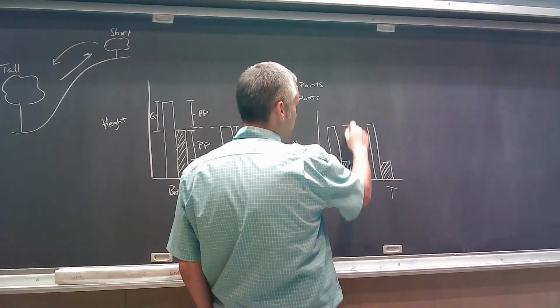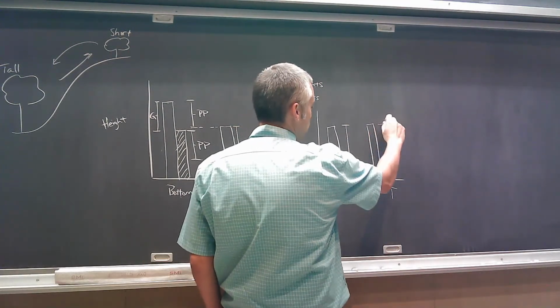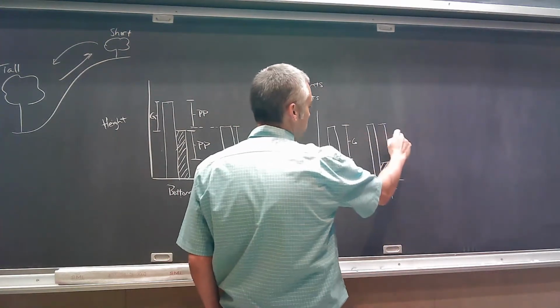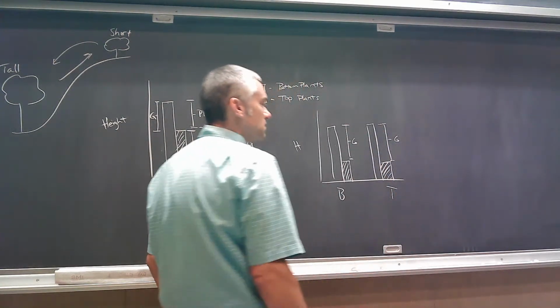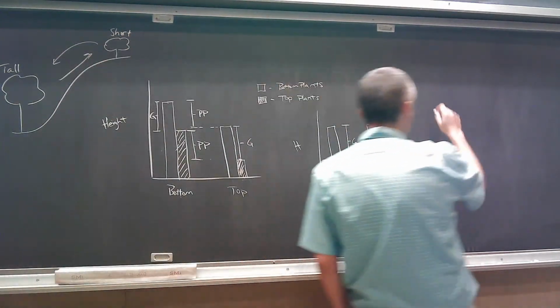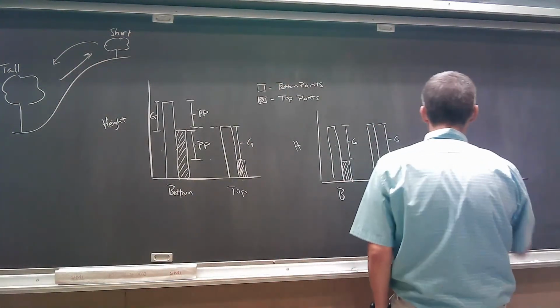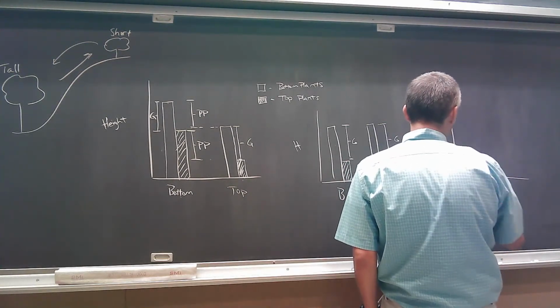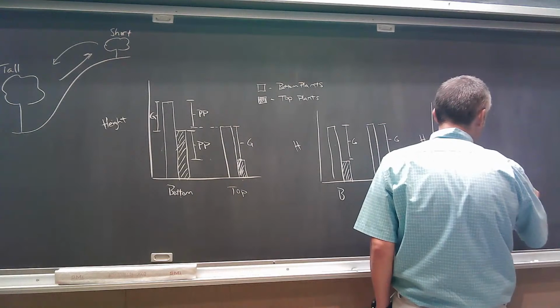But we do have genetics. So this variation is all due to genetics. It's all due to genetics. And we could do one more. We're at the bottom, there's our top.